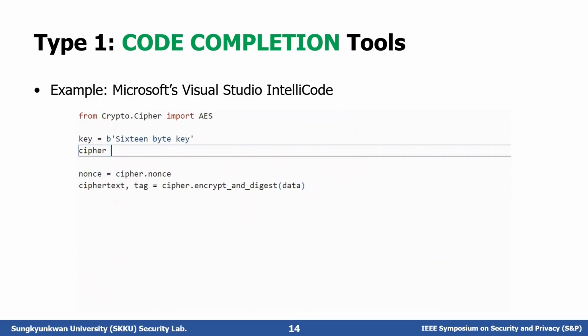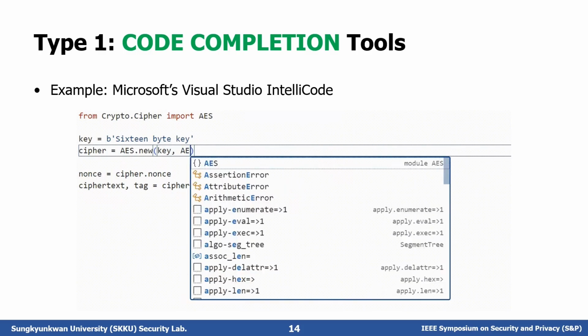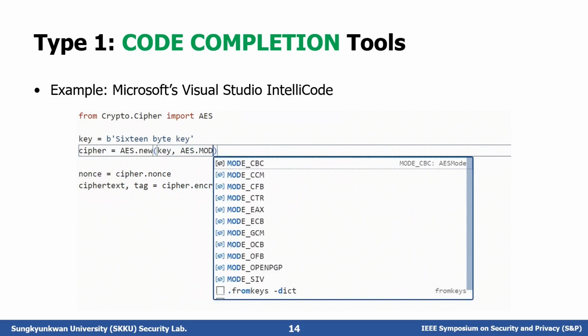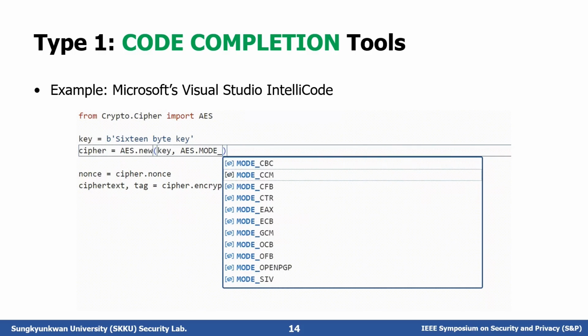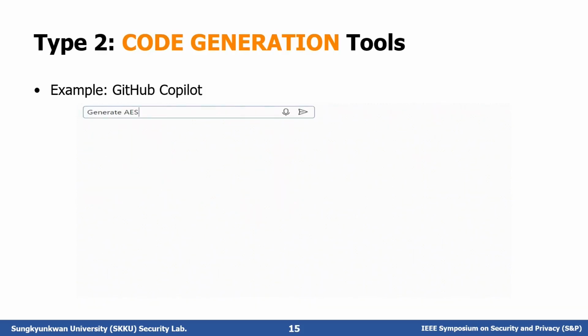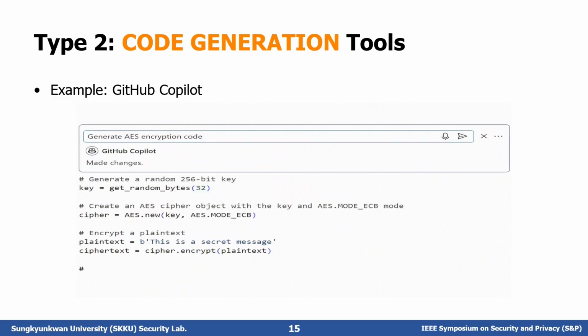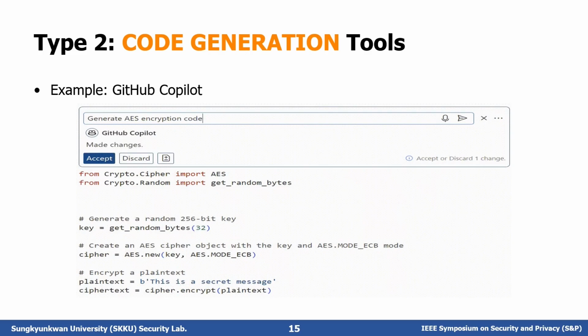In our work, we categorize the AI coding assistant tools into two types: code completion and code generation. The code completion tools suggest potential code based on the code that the developers have already typed. On the other hand, the code generation tools generate source code by using user input in the form of natural language descriptions.